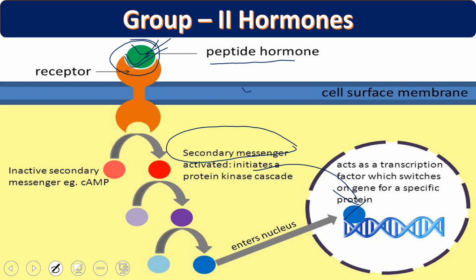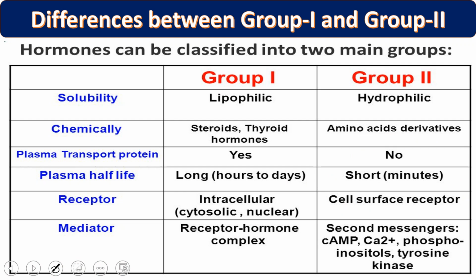These secondary messengers can be of different types. We can have calcium, we can have cyclic AMP, we can have cyclic GMP, we can have IP3, we can have different other components. So these are different secondary messengers. In our next lecture, we will talk about the different types of secondary messengers, how they work, and how the classification of secondary messengers is done.